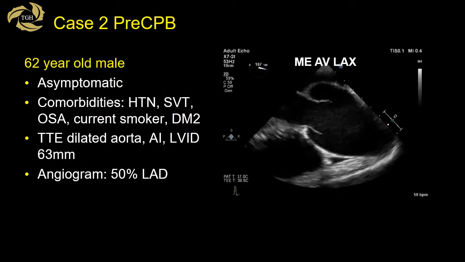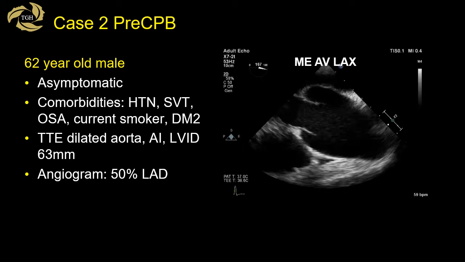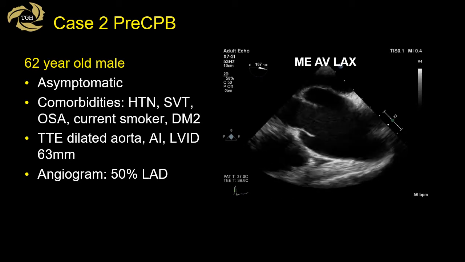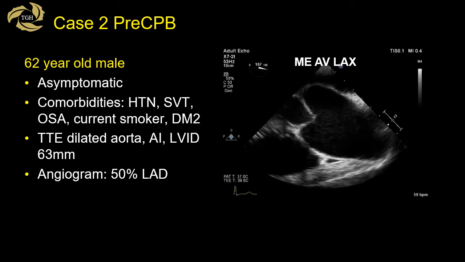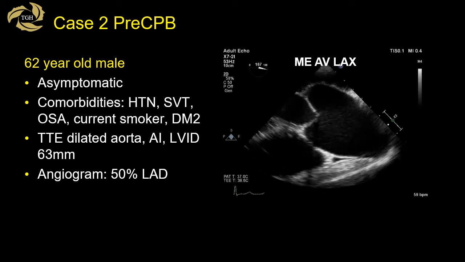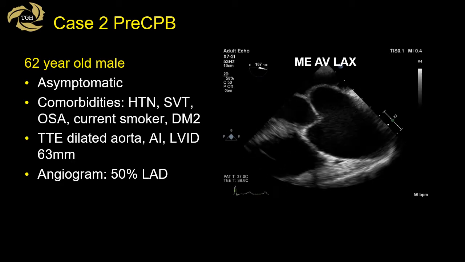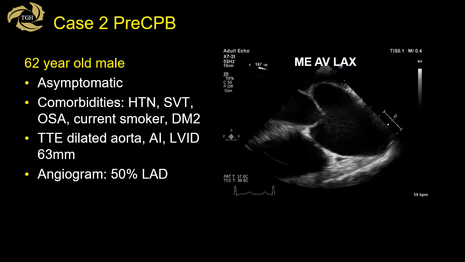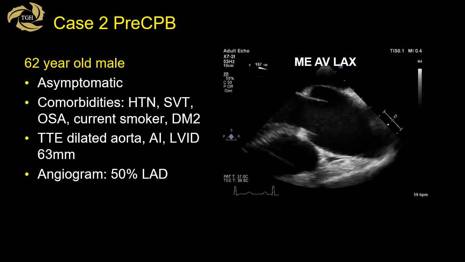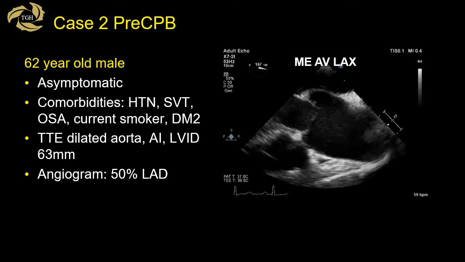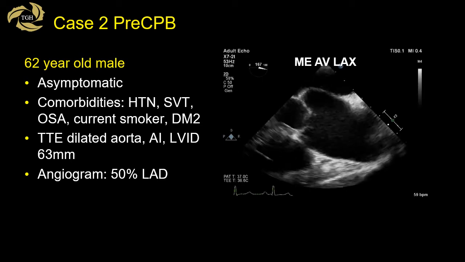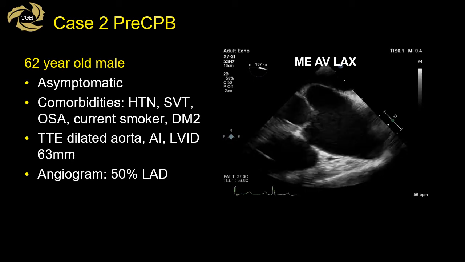Case 2 is a 62-year-old male who is asymptomatic. He has comorbidities of hypertension, superior ventricular tachycardia, obstructive sleep apnea. He is a current smoker and type 2 diabetic. His transthoracic echo showed a dilated aorta and aortic insufficiency with a left ventricular internal diameter of 63 millimeters. His angiogram showed a 50% left anterior descending artery lesion.